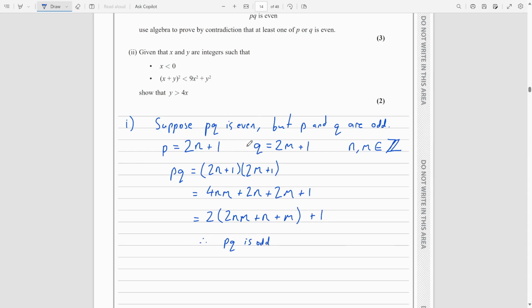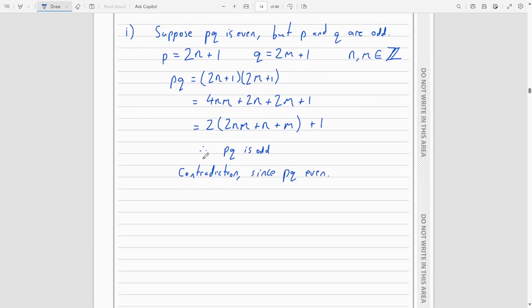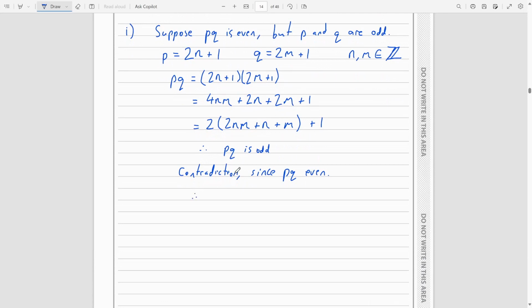Why is that a problem? Because I supposed that pq is even. So I've contradicted my assumption. So I can say contradiction, since pq is even. And how do I conclude? I can say, therefore, at least one of p and q is even. Because when I assumed they were both odd, I hit a contradiction.